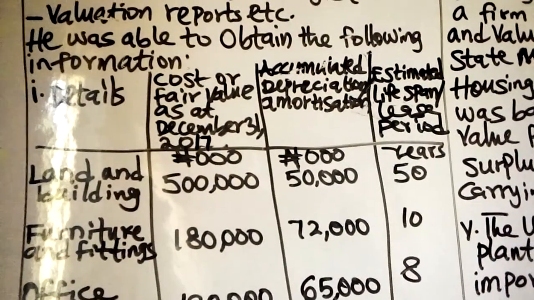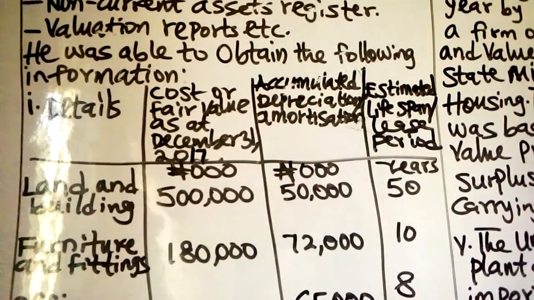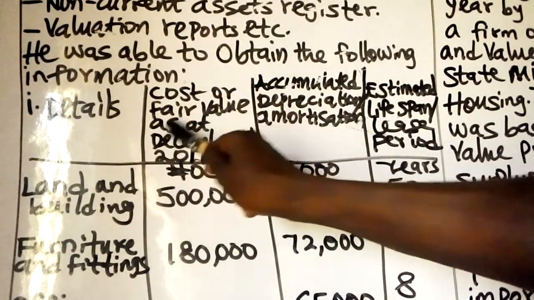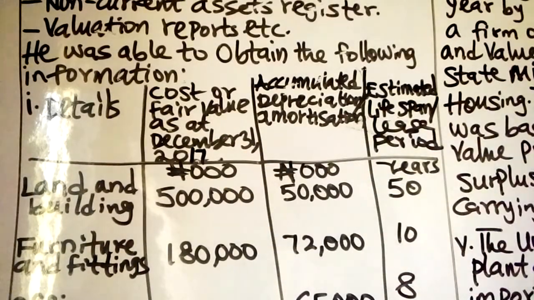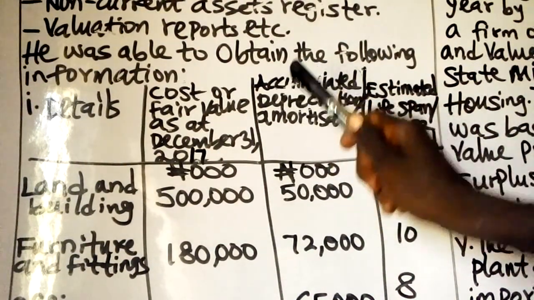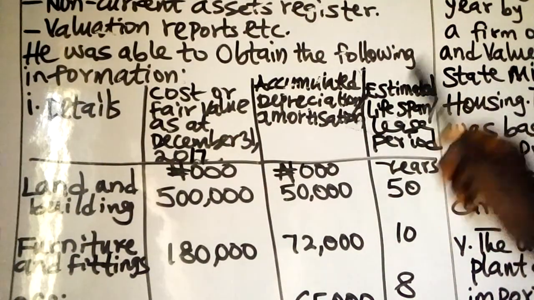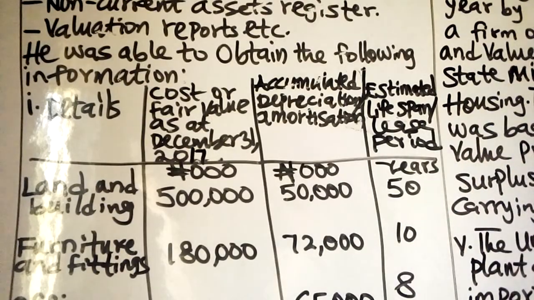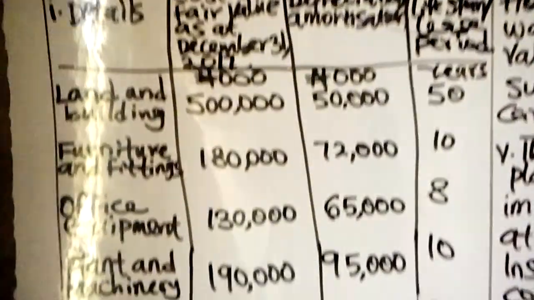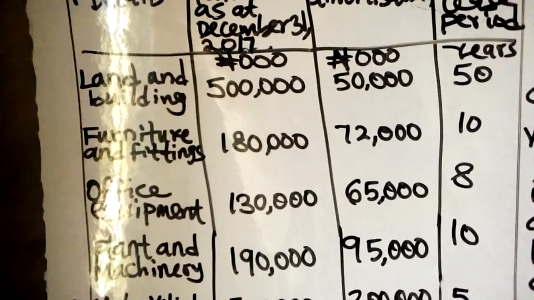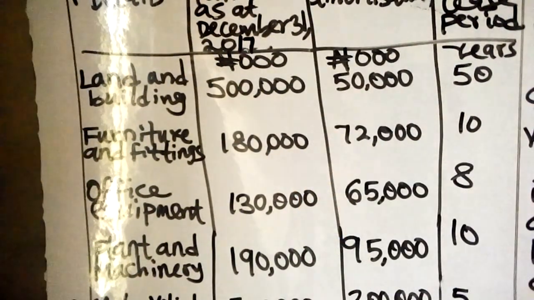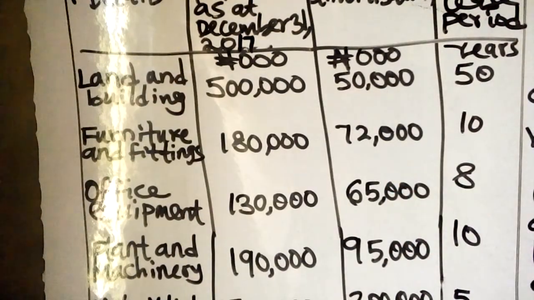We have details: cost or fair value as at December 31st, 2017, then accumulated depreciation or amortization, and estimated lifespan or lease period. The first asset, land and building: the cost is 500,000, accumulated depreciation is 50,000, and life is 50 years.